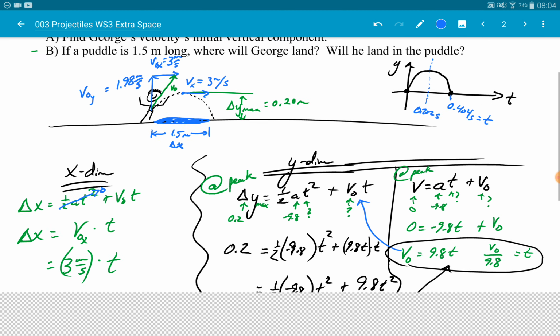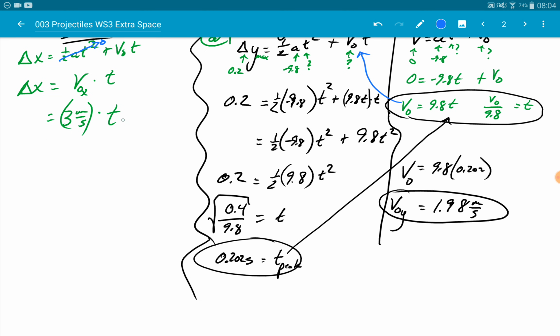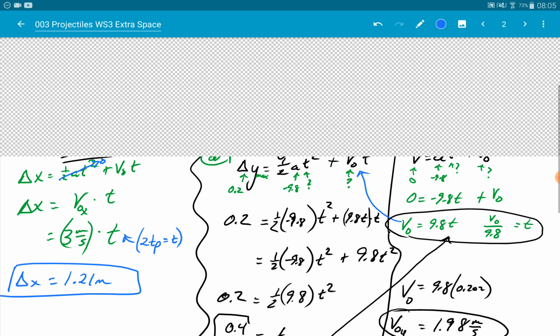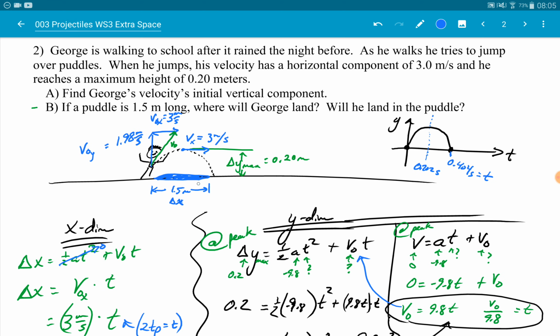So sweet. So I can multiply 2 times the time to the peak there, and that's equal to my time value there. So I'm going to go ahead and put that in. So I'm just multiplying that 0.202 times 2 and get 0.404, and that's where I got that from. So I multiply that 0.404, which is my total time, by the 3 meters per second, and I get 1.21 meters, since that's a delta x there. So will he clear the puddle? Well, the puddle is 1.5 meters long, so he is going to land in the puddle.